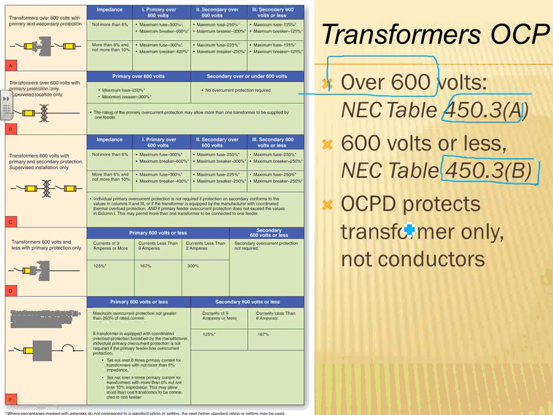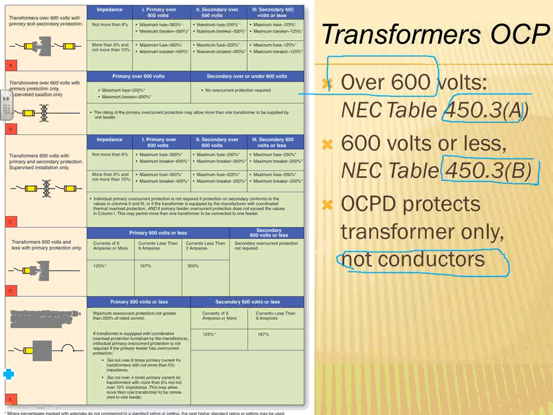The overcurrent protection device protects transformers only and not the conductors. That's the most common, the most important thing. When you size the overcurrent protection device based on these tables, you are not protecting your conductors. You have to think of the conductors separately. We end up protecting them, but you also have to think how you are going to protect your conductors. This table is meant to protect the transformer, primary and secondary. You have to marry it with other rules that protect your conductors on the primary side and on the secondary side. So be aware of that.